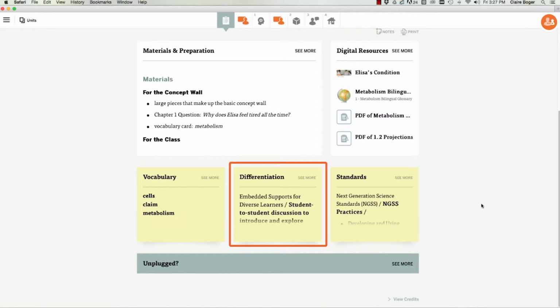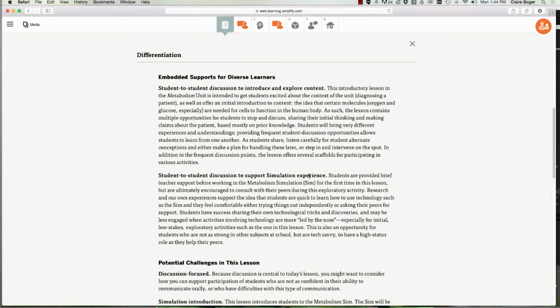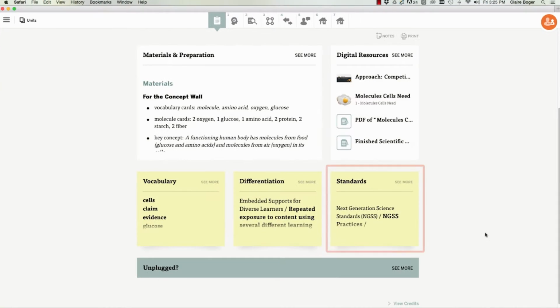Expand the second note to review the differentiation strategies for students who might need extra support or more challenge. You'll also read about potential challenges specific to this lesson. The third note is a concise look at the standards addressed in the lesson. These include all 3 dimensions of Next Generation Science Standards, as well as Common Core state standards for ELA and math.